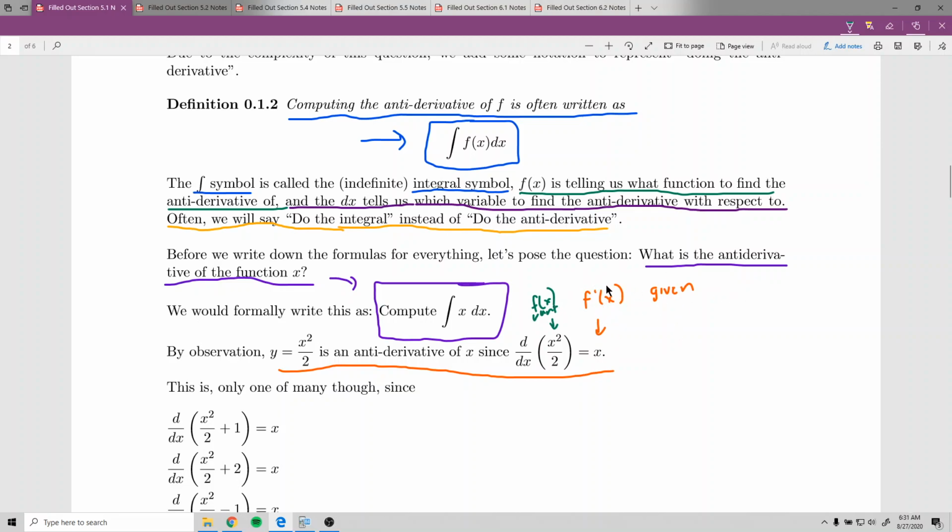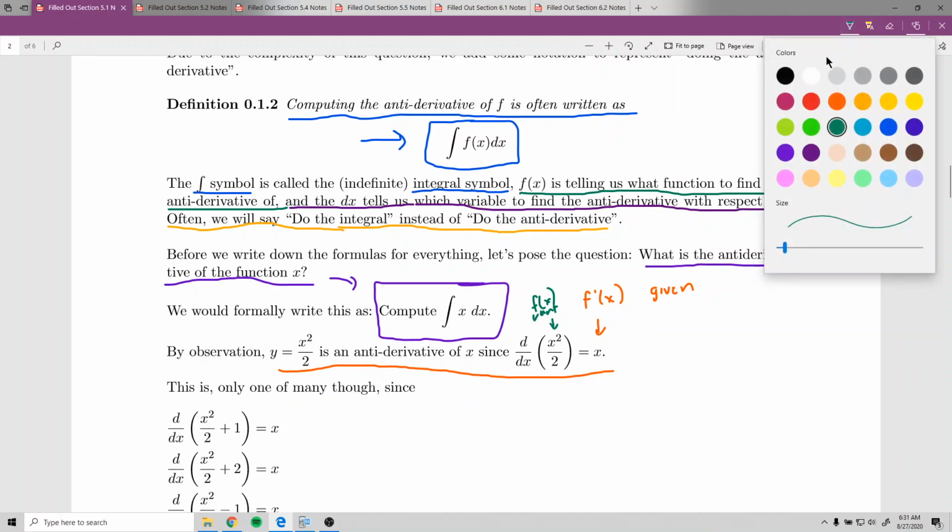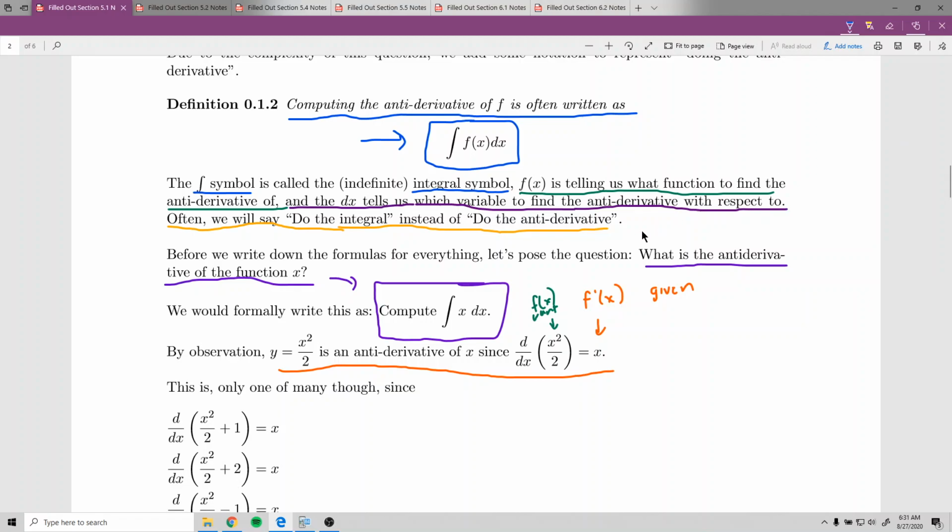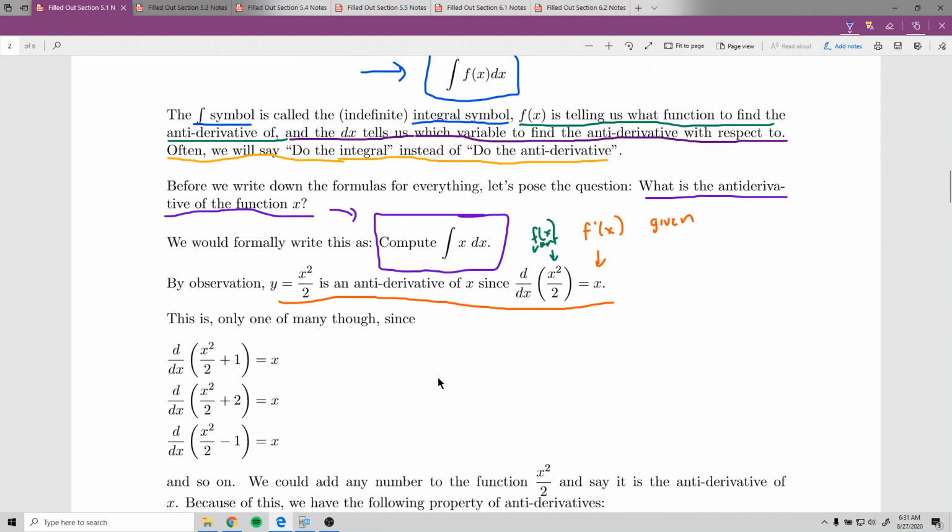All right, so we're given f prime of x, we want f of x. In the example here, the derivative is x. What is the original function? All right, so x squared over 2 is an antiderivative. But notice I didn't say the antiderivative, because there are actually many, and to be exact, there are infinitely many answers, because anytime you do the derivative of a number, it's 0.